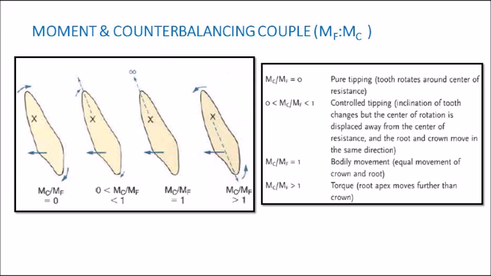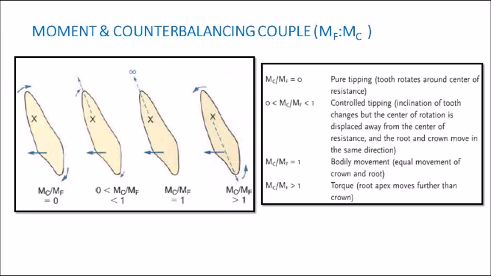Now consider the ratio between the force we are applying through the brackets and the counterbalancing force we are applying. The moment that is created by the force we are applying is MF, and the opposite force we are applying, that is called a couple. The moment created by that opposing force is called MC. So the ratio of the moment between the force being applied and the counterbalancing couple being created will determine the type of tooth movement.